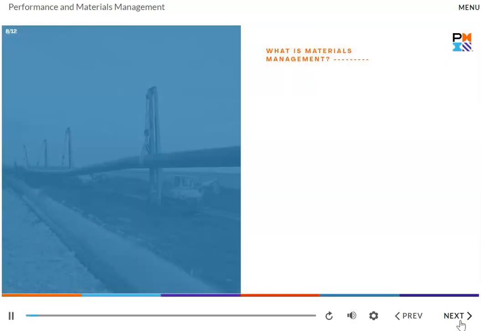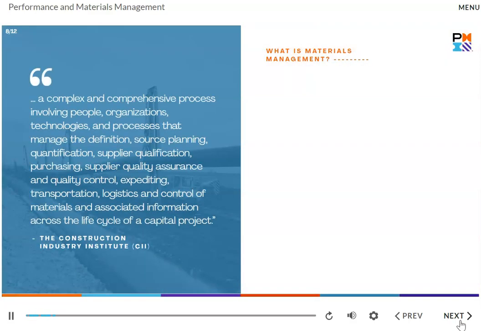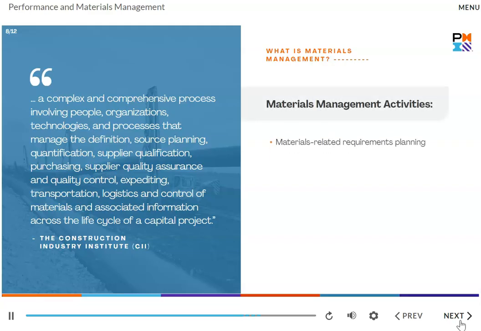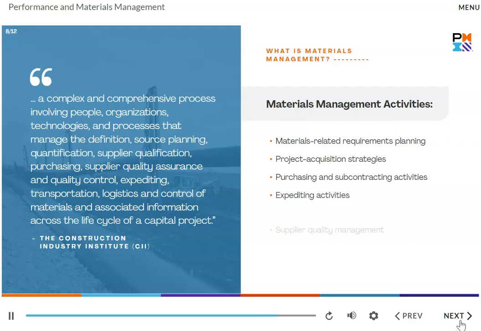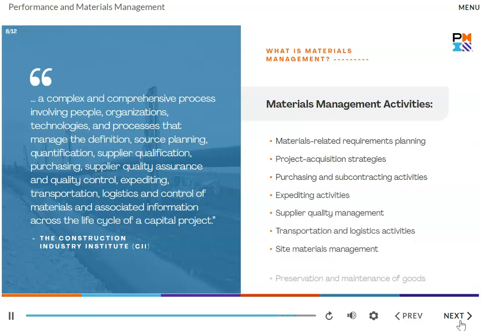CII defines materials management as a complex and comprehensive process involving people, organizations, technologies, and processes that manage the definition, source planning, quantification, supplier qualification, purchasing, supplier quality assurance and quality control, expediting, transportation, logistics, and control of materials and associated information across the life cycle of a capital project. CII has identified the key materials management activities listed here. Take a moment to review these and click Next when you are ready to continue.